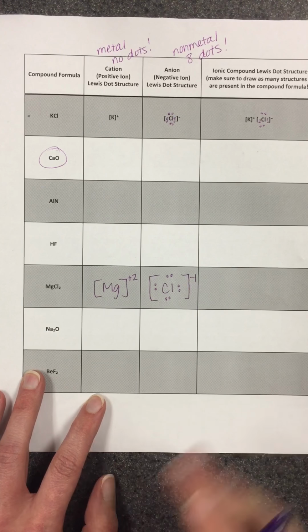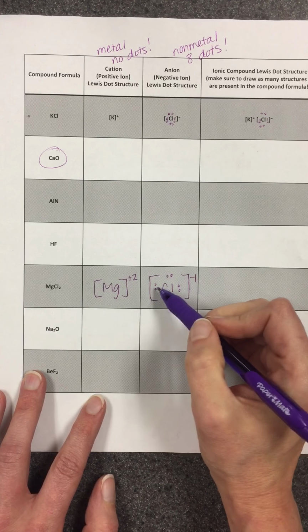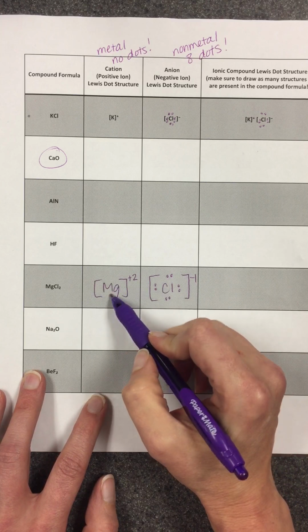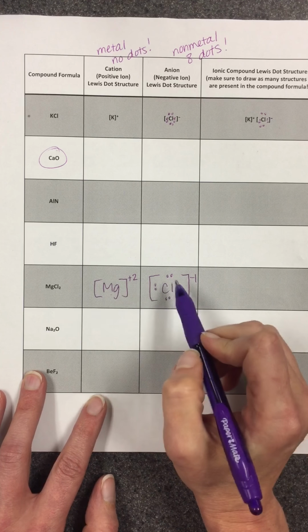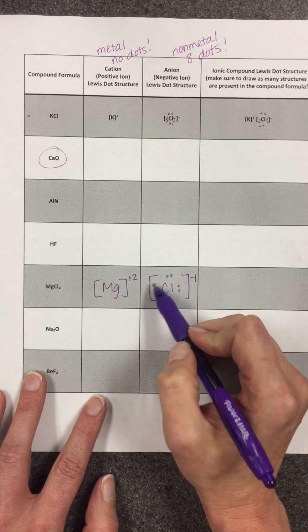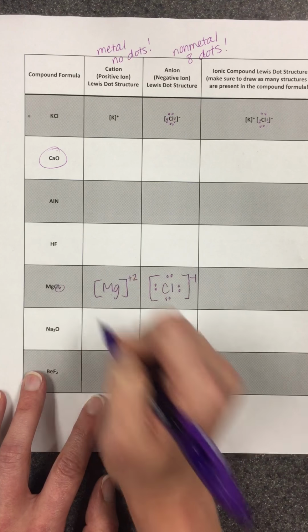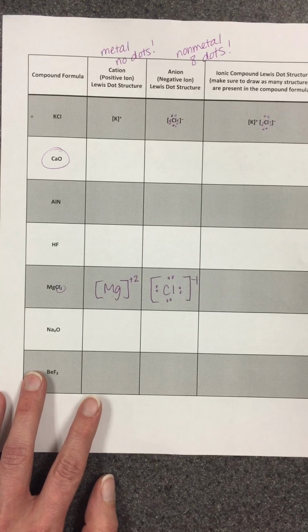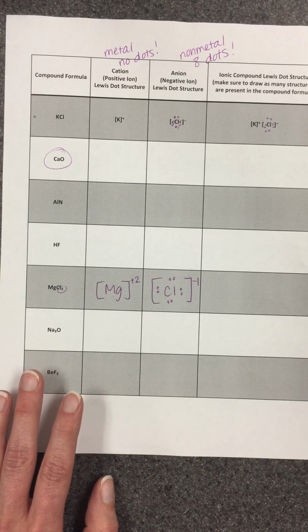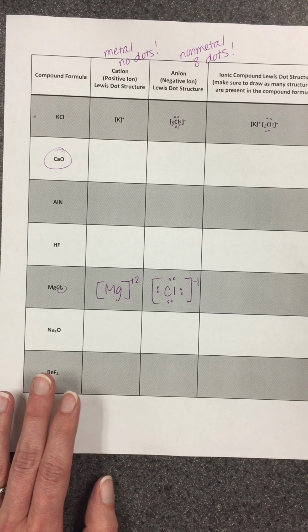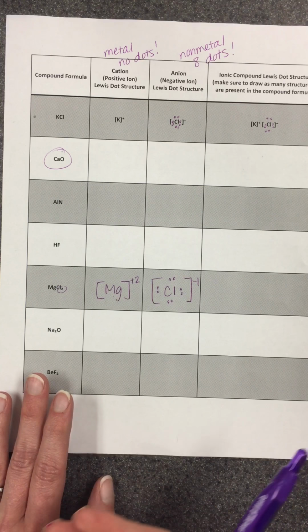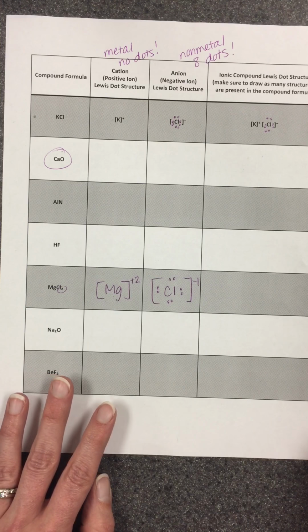Okay. And if you notice, here's the thing. Chlorine accepted 1 electron, but magnesium gave up 2. How can chlorine accept only 1 electron if there are 2 being given off by magnesium? Well, that's why there's 2 chlorines. Each chlorine is going to accept 1 electron from magnesium. Magnesium is going to give up 2 electrons, so we need 2 chlorines.